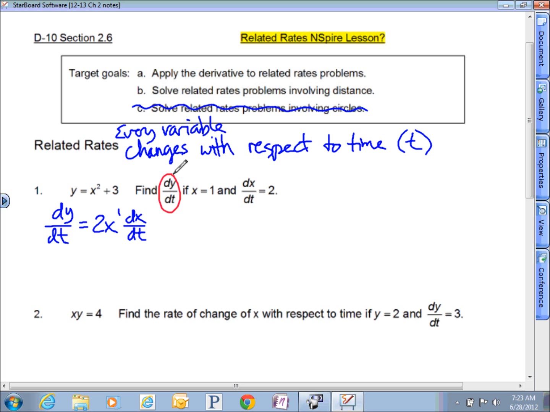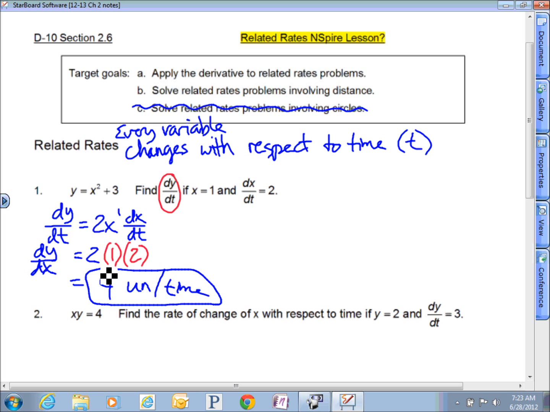If x equals 1, well, let's put a 1 in place of x, and dx over dt, the rate of change of x with respect to time, is 2. I'm plugging those values in. What's dy dt going to be under these conditions, in this case, when x is equal to 1? I'm looking at 4 units per whatever time is. And eventually we'll have units given to us and it'll make a little bit more sense.